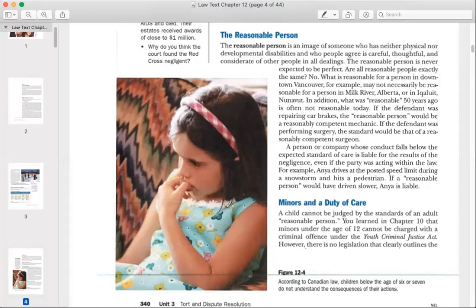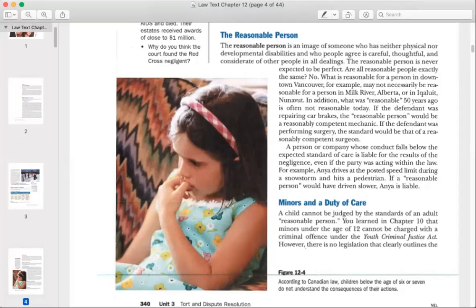The level at which a person is held to the standard of a reasonable person varies from place to place. Okay? And so I'm just going to read here. A person or company whose conduct falls below the expected standard of care is liable for the results of the negligence, even if the party was acting within the law.